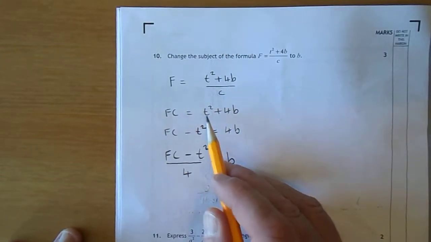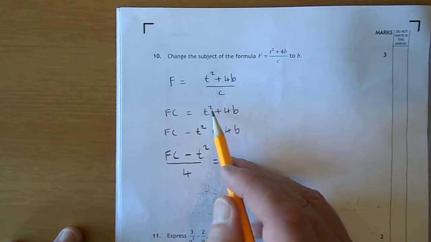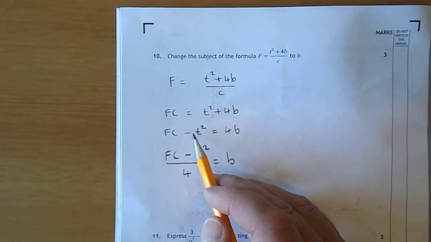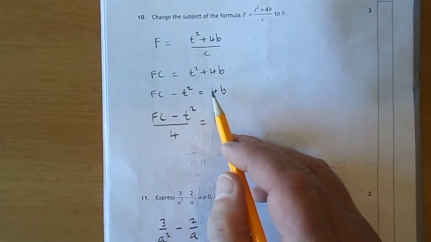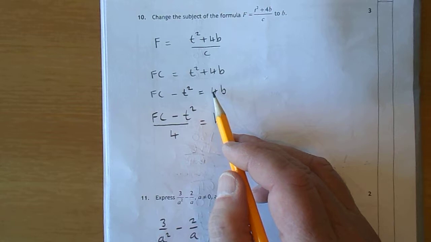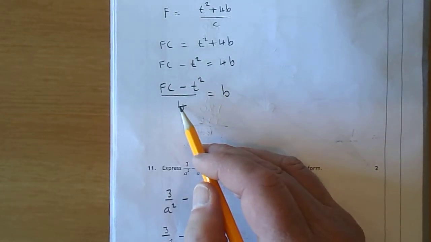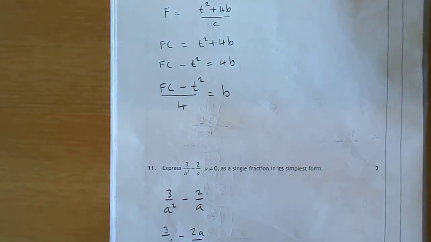The next thing to get rid of is the t squared. So from this one, it's change the side, change the sign. That becomes minus t squared. We're now left with 4b. We don't want 4b, we want b, so we divide by 4. So essentially, the 4 just goes down there. And that's the job done. fc take t squared over 4 is b.